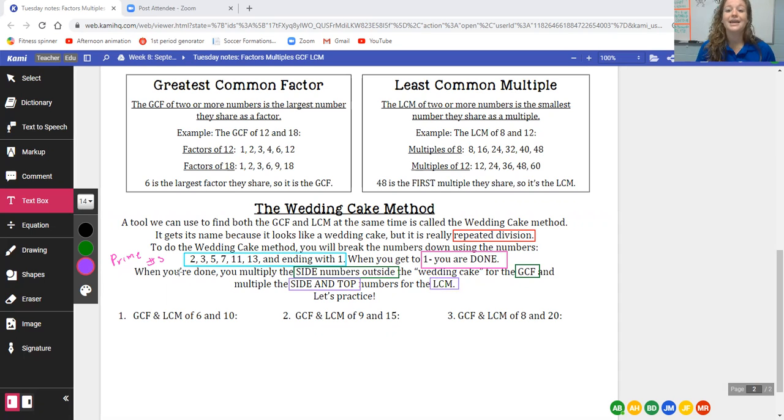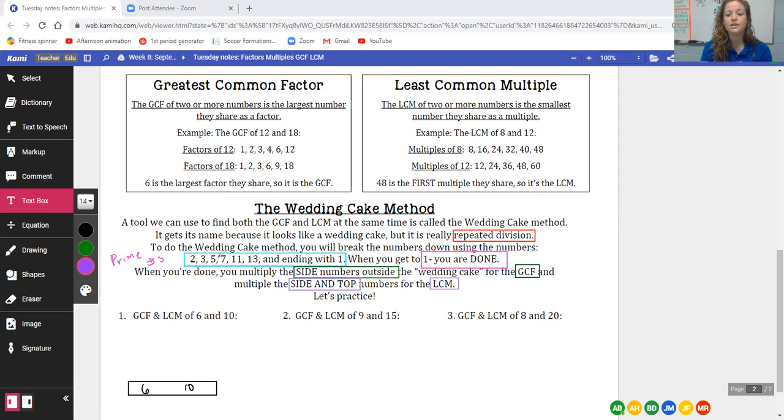Now, again, it looks like a wedding cake. So remember, a wedding cake has different tiers. All right, so the bottom tier is the largest, and then it gets smaller and smaller. So when we are doing this first one, our bottom tier is going to be the largest, and we're going to start out with the numbers that they gave us. Okay, so they give us 6 and 10. So I'm going to start out with 6 and 10 in the bottom tier.